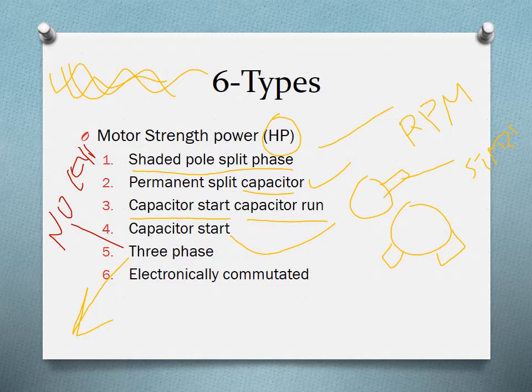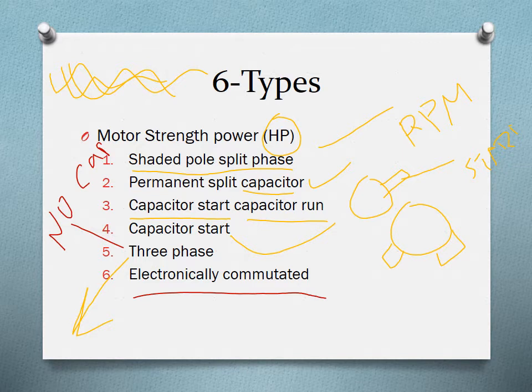Okay, this is not really clear. So no cap. Let's say no capacitor. Okay, and then we'll have an electronically commutated motor, which means that it will change power and speed based on the current we supply to that motor. So these are some of the tabs we have.